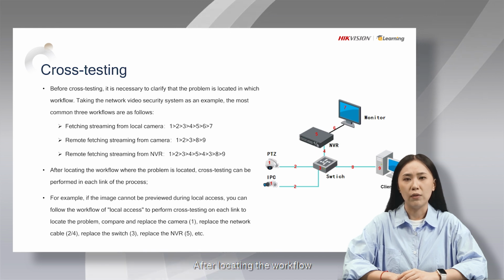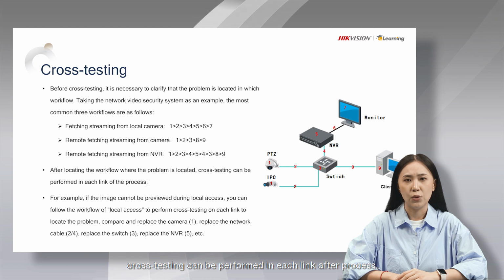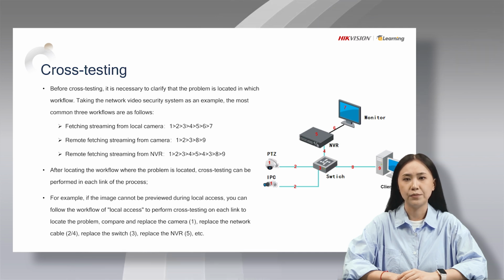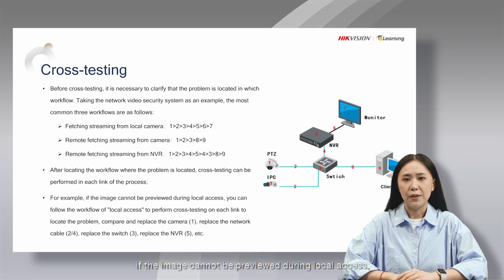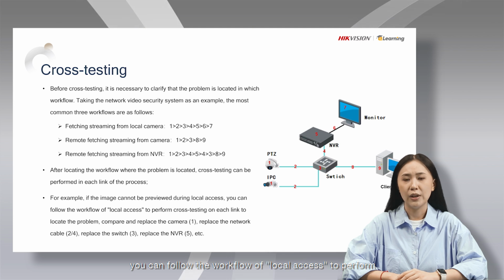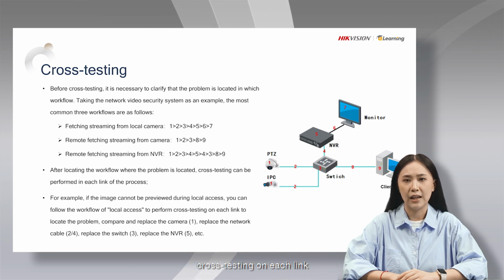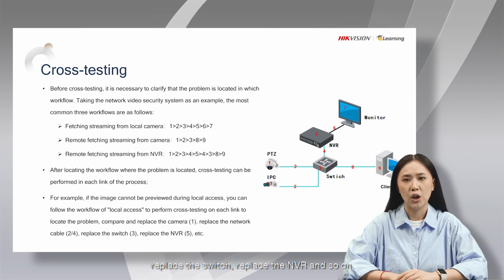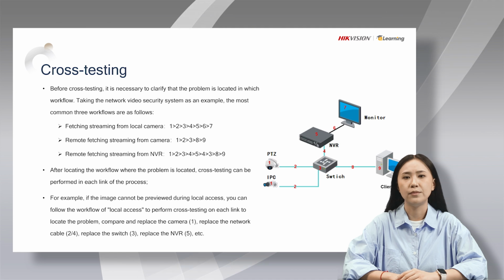After locating the workflow where the problem is located, cross-testing can be performed on each link of the process. For example, if the image cannot be previewed during local access, you can follow the workflow of local access to perform cross-testing on each link to locate the problem. Compare and replace the camera, or replace the network cable, replace the switch, replace the NVR, and so on.